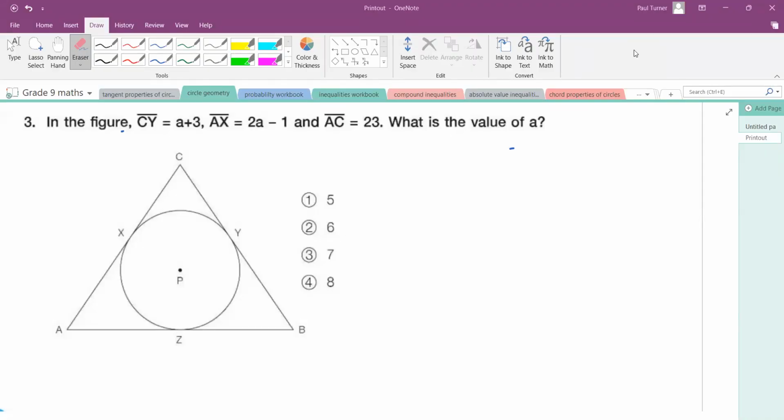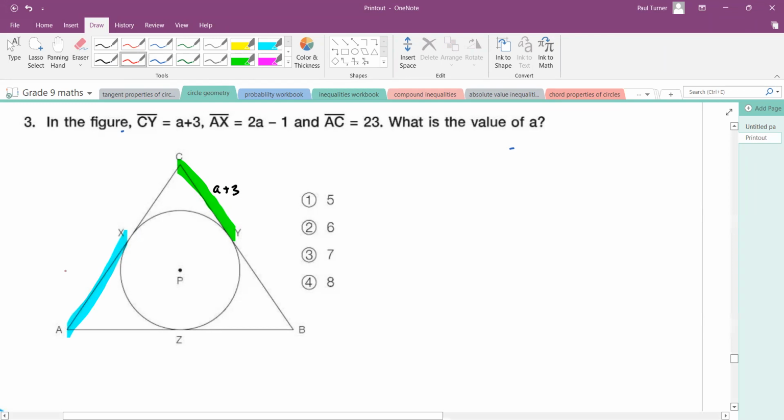So in this question, we've got the figure where CY is A plus 3. So let's write that length as A plus 3. We have AX, which is 2A minus 1. And we know that AC is 23. So this total length is 23. And our properties of tangents tell us that CY and CX are equal lengths. So what I can do is transfer the A plus 3 to this side.